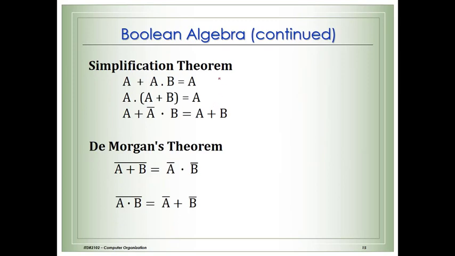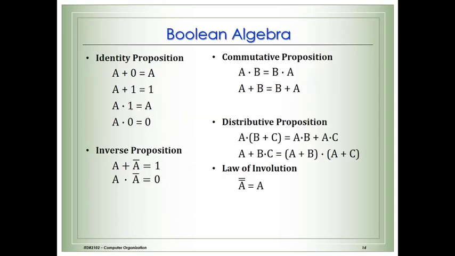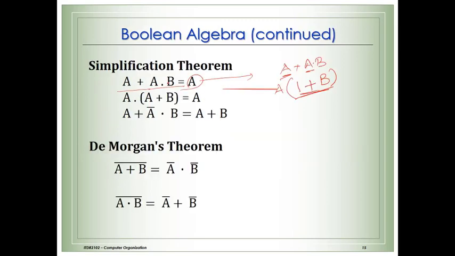Here we have the simplification theorem. A OR (A AND B) will be reduced to A. How? Because you had A OR (A AND B), so you see A is common in both these terms. So you can take A common. So what will be left? 1 OR B. And we have just discussed that if you perform OR and one of the operands is 1, the result is always 1, right? So it will be reduced to 1. So this is going to be fine.